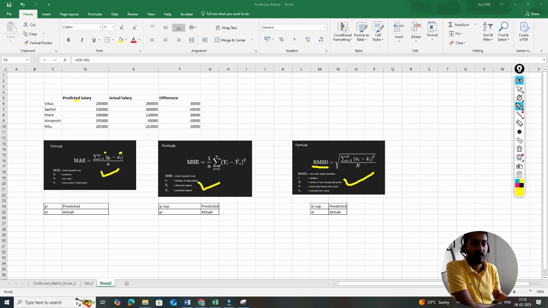And don't get confused about this convention. Somewhere I have used yi, somewhere yi cap, xi cap or xi. Just think about the predicted salary and the actual salary. Take the difference between predicted salary and actual salary, take the summation and find the average value: that is the mean absolute error. If you square all those differences and then find the average, that is called mean square error. And thereafter, if you have to find the root mean square error or root mean square deviation, take the square root of that value.